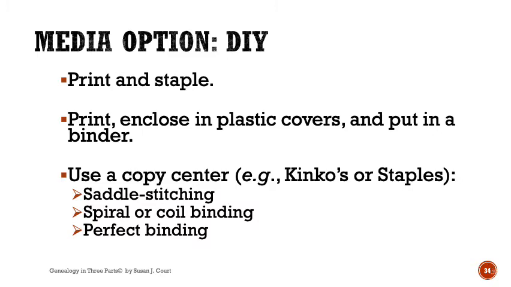A copy shop can also provide cardstock for a cover and even bind your book with, for example, saddle stitching, where pages are stapled down the middle and folded, a spiral, that's like a notebook, or perfect binding, which resembles a paperback book with a printed spine.